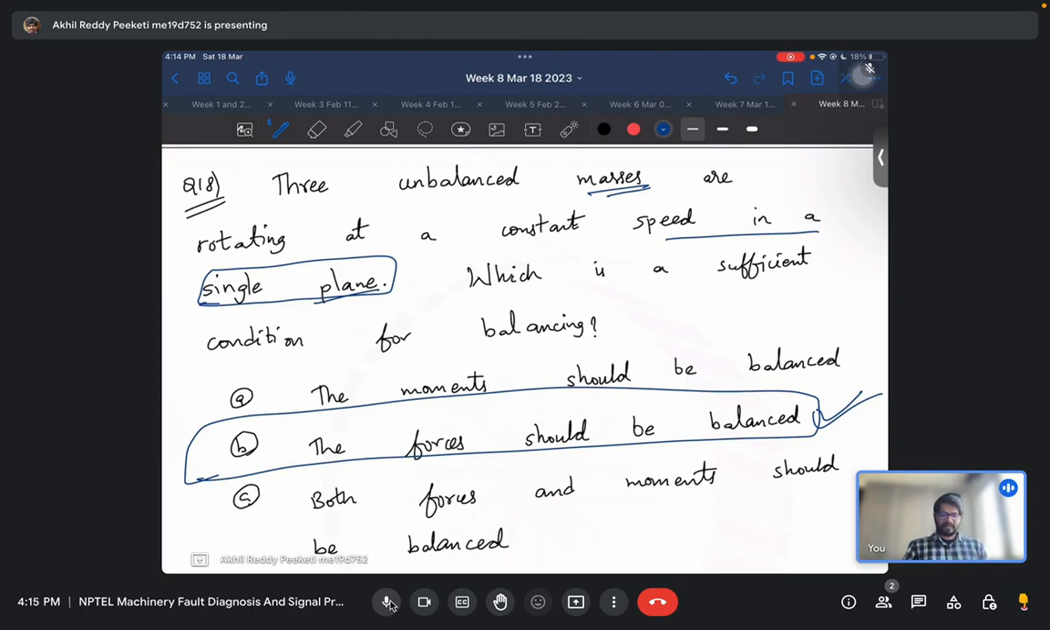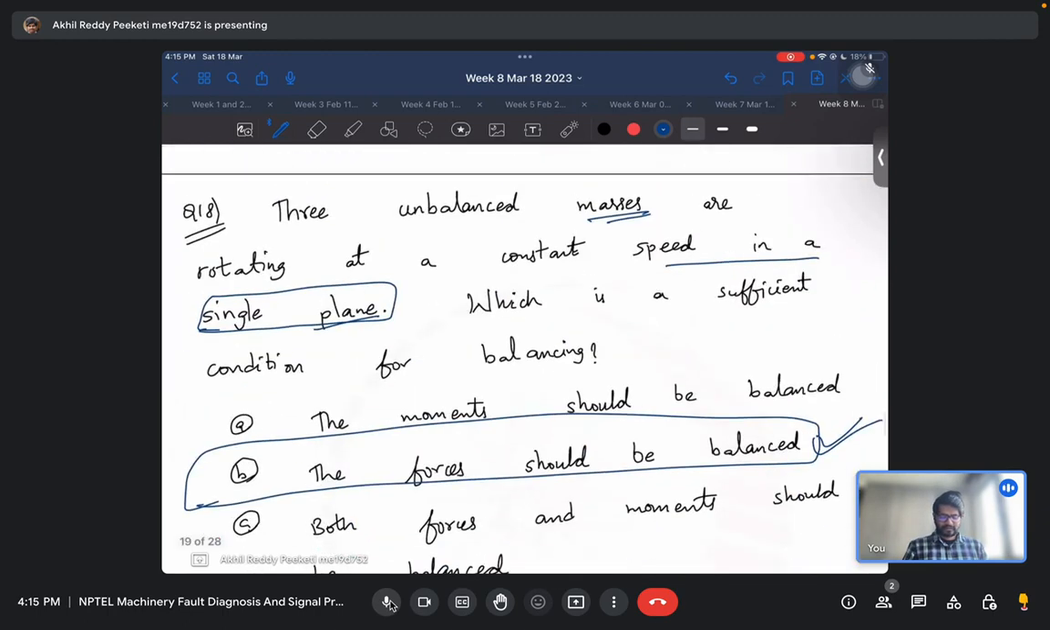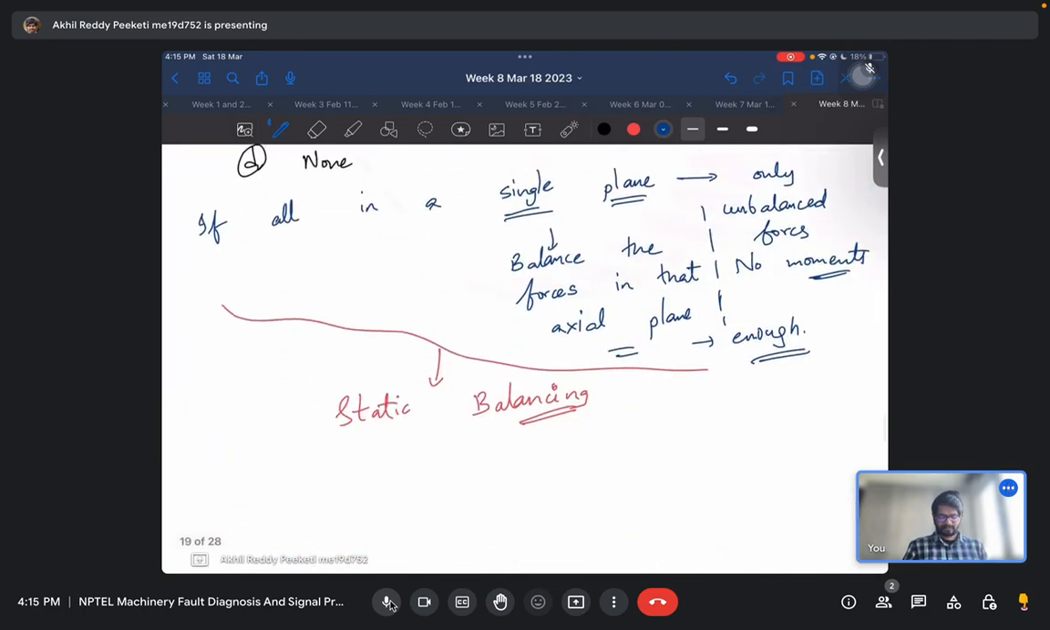Even in that case, you go to each plane and balance out the unbalanced force in that plane. That way, at the end, you will not have any moments either. They also get taken care of. So when you do balancing in a single plane only, that is called static balancing.